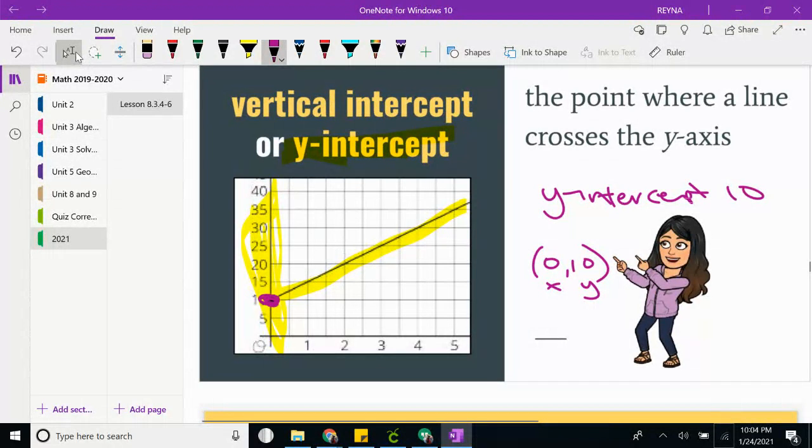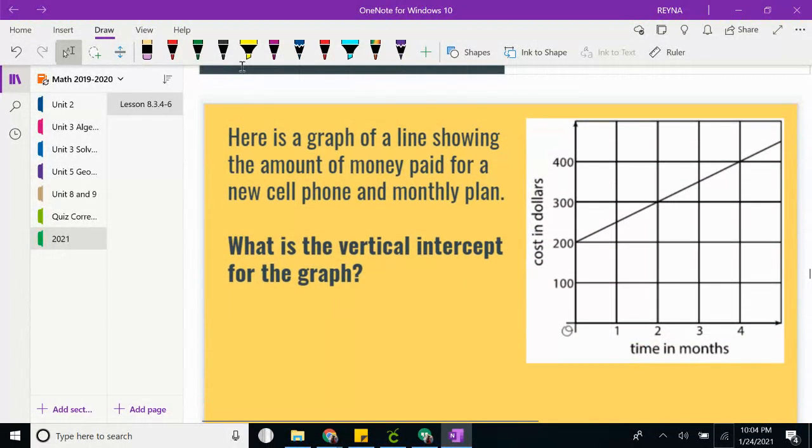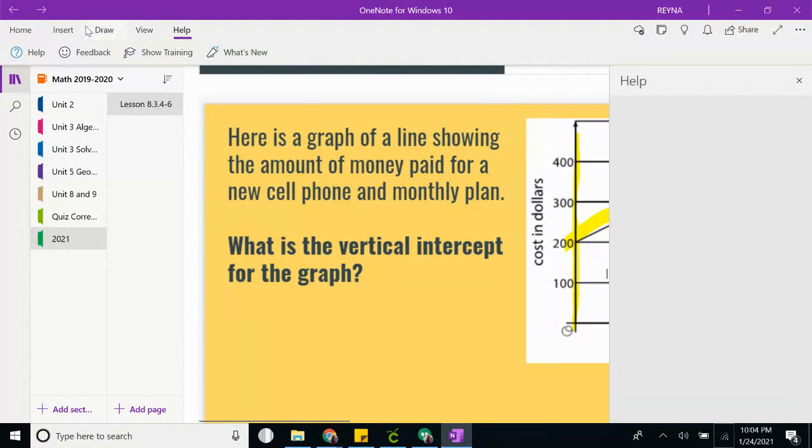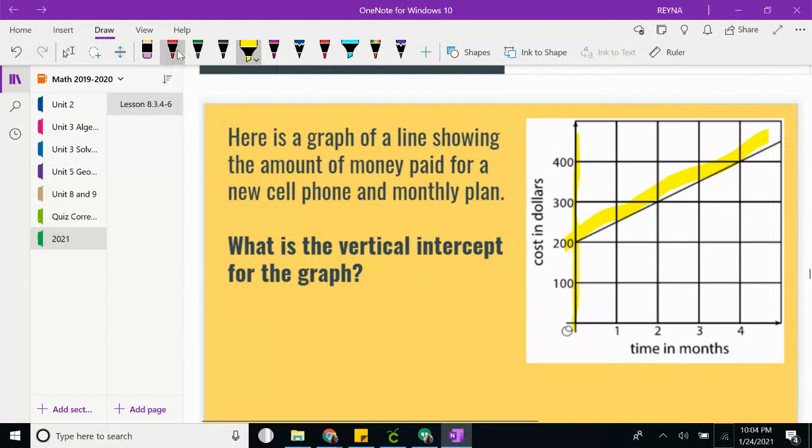Okay? So it's your turn. Where do this line and the y-intercept cross? Where is my y-intercept? Okay, so these two cross at 200. So my y-intercept would be 200 or 0, 200.